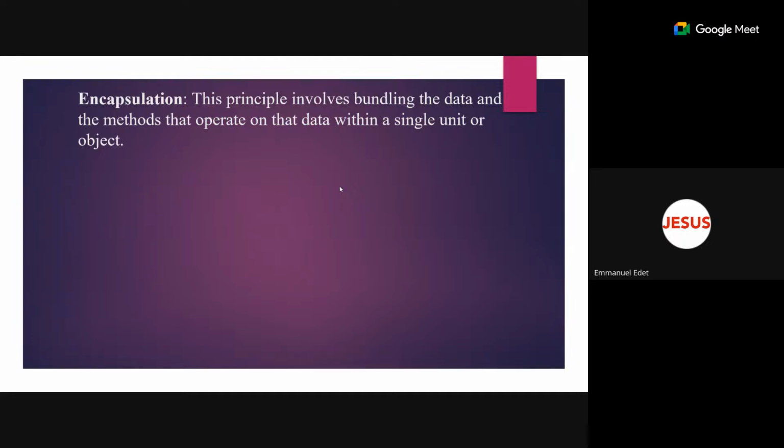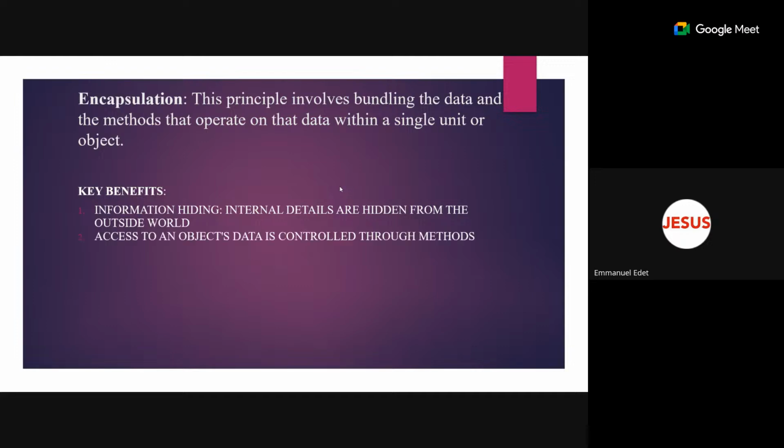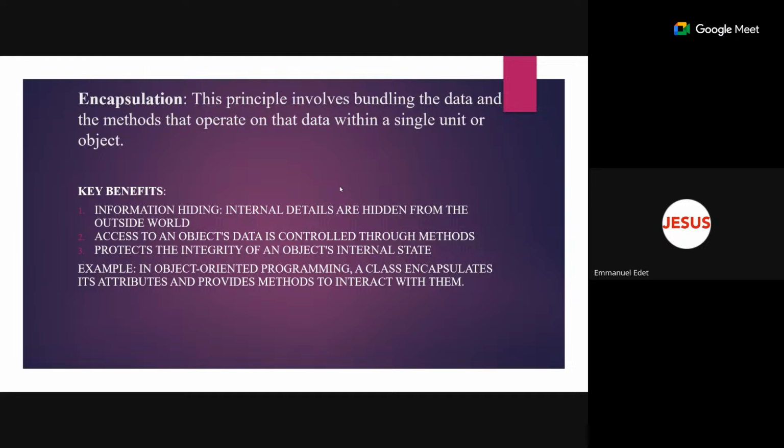Now, this principle involves bundling data and the methods that operate on that data within a single unit of objects. Don't worry, the definition might be hard to get, but an example will give you a much better view of this definition. Now, the key benefits of encapsulation: information hiding, that is, internal details are hidden from the outside world. The next one, access to an object's data is controlled through methods. I'll show you what I mean by that. The next one, it protects the integrity of an object's internal state.